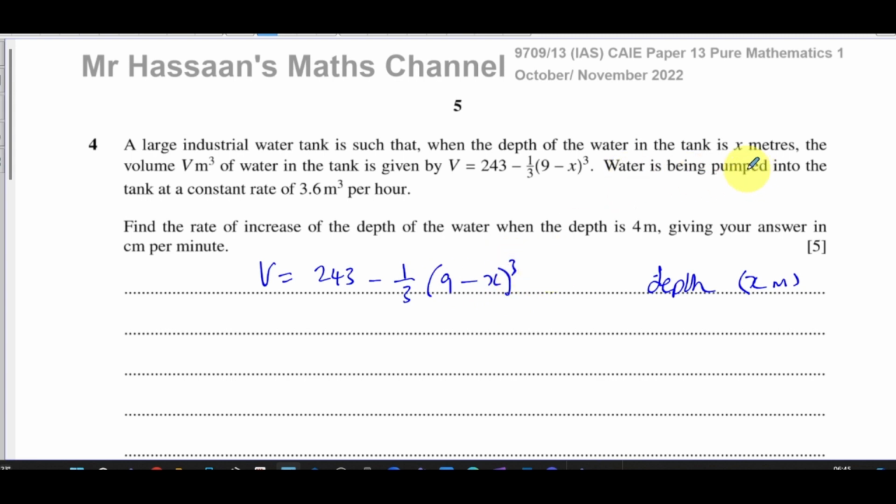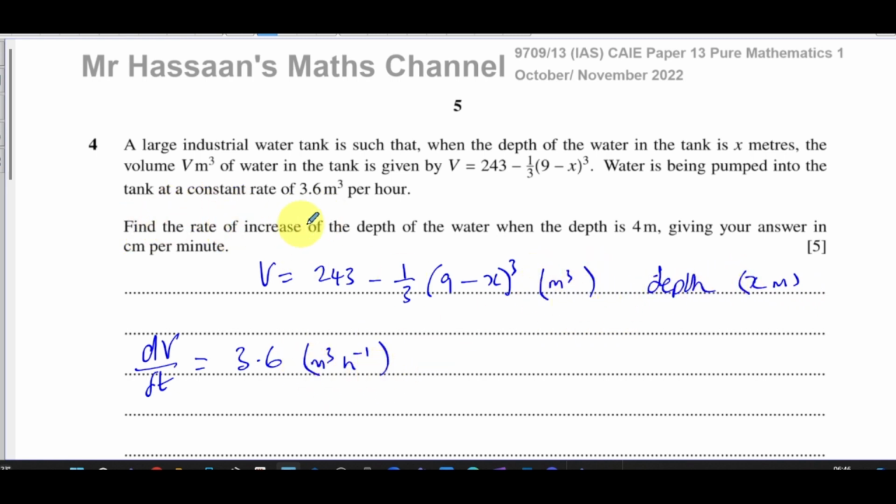Water is being pumped into the tank at a constant rate of 3.6 meters cubed per hour. So water is being pumped into the tank, so it's going to be an increasing volume. So we can say that the rate of change of volume, dV/dt, in meters cubed per hour, is equal to 3.6. V is in meters cubed, and depth is in meters. So those are the units here.